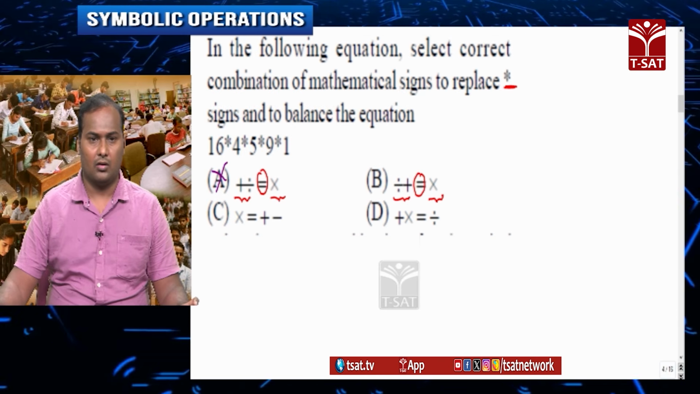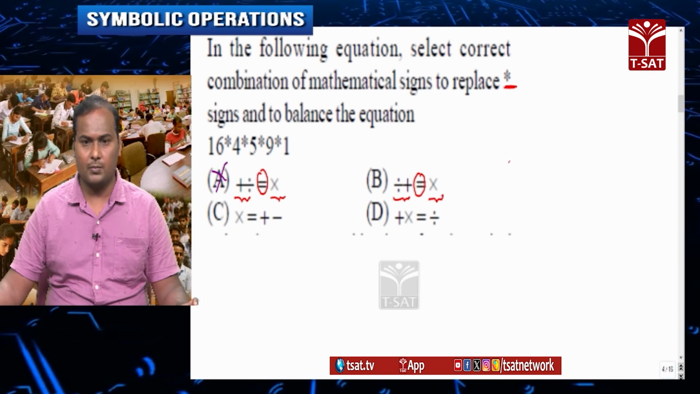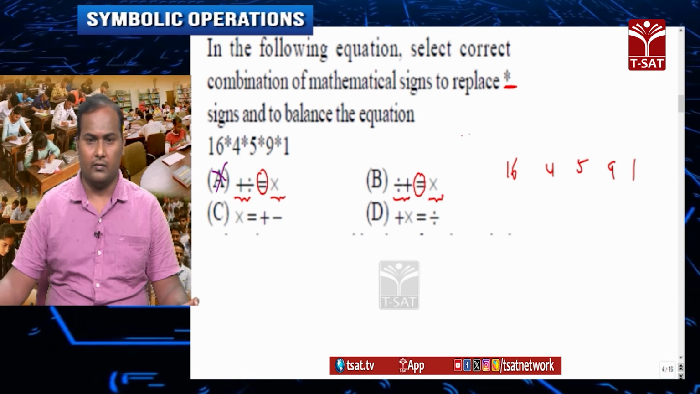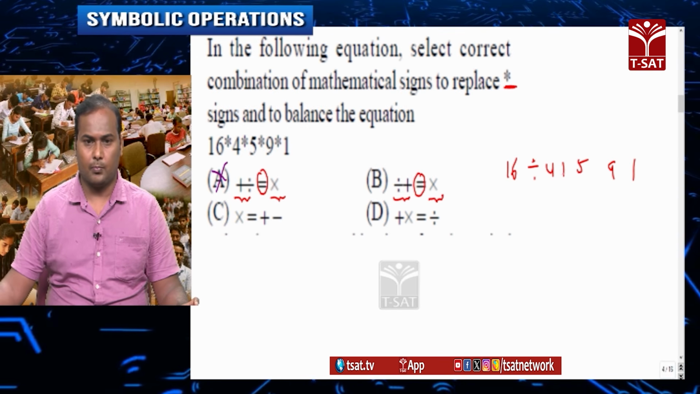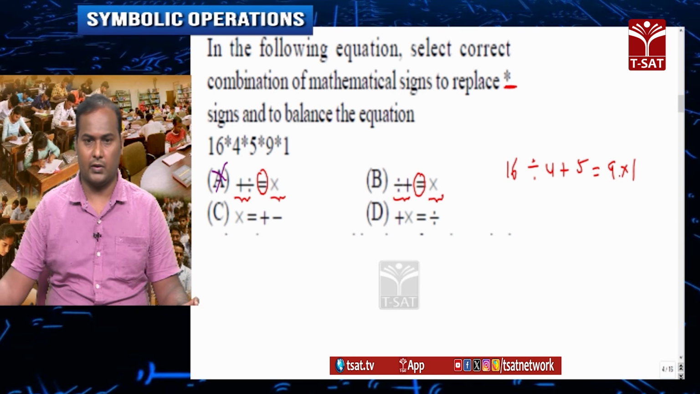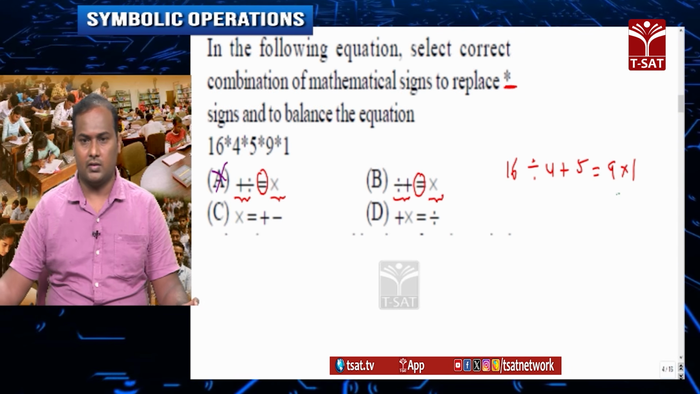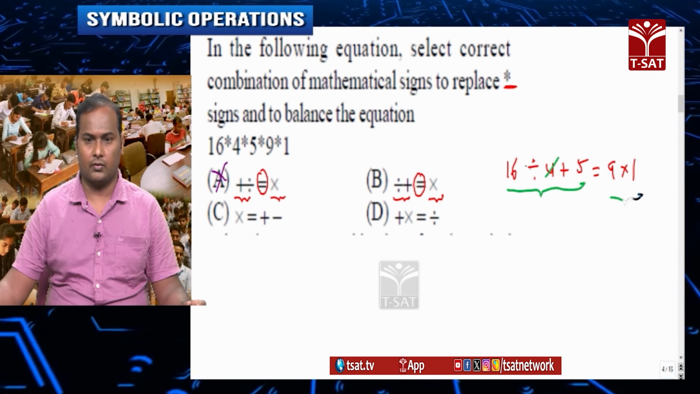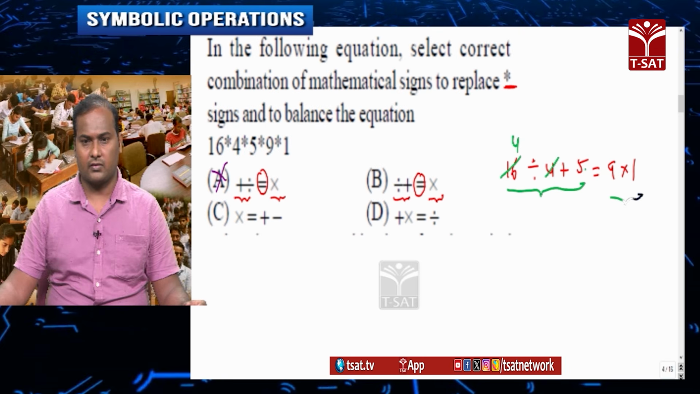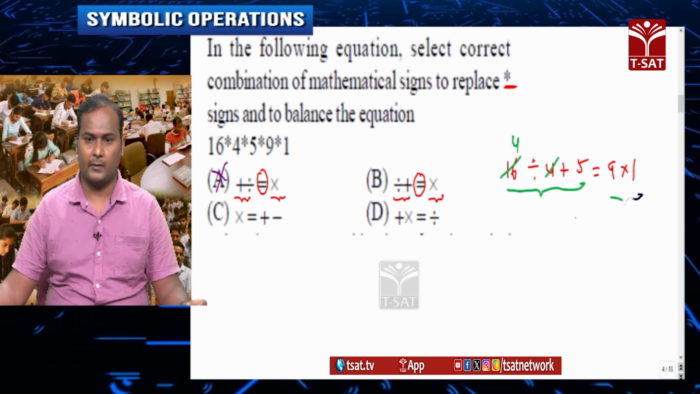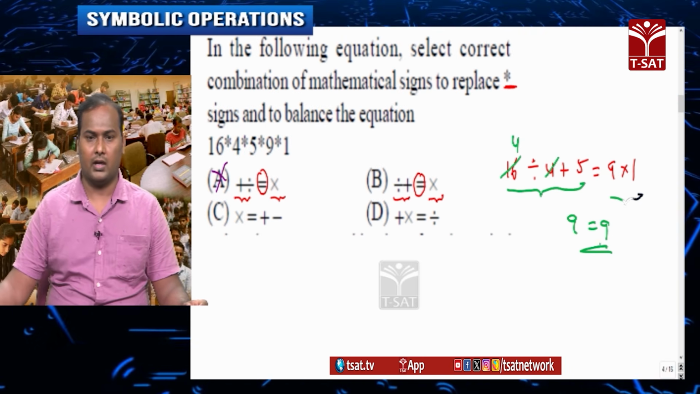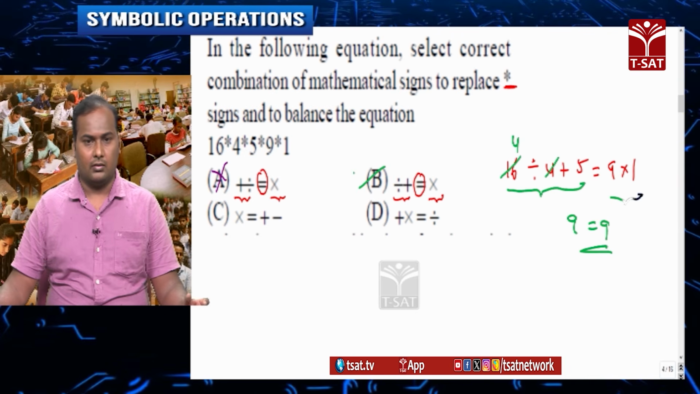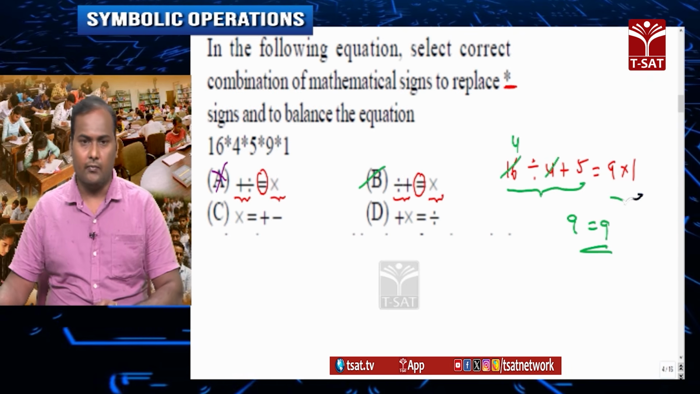In the same way, now come to option B. In option B also, division, plus, equal, multiplication. Now you see here, this is your right hand side and this is your left hand side. The moment you see here 4 times, so 4 plus 5 is 9, and it is equal to 9. So 9 is equal to 9. So your answer is option B. There is no need to solve all the options until you get the answer.